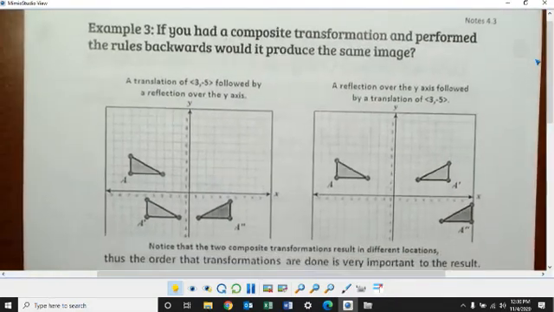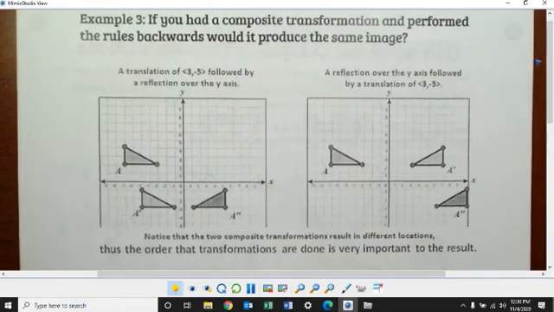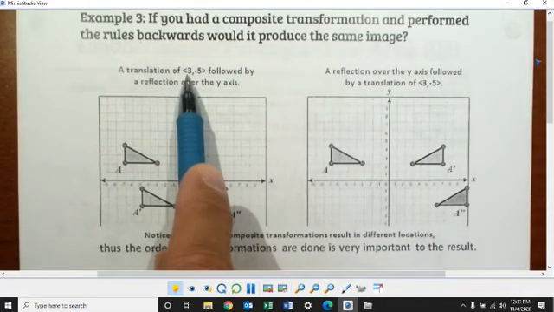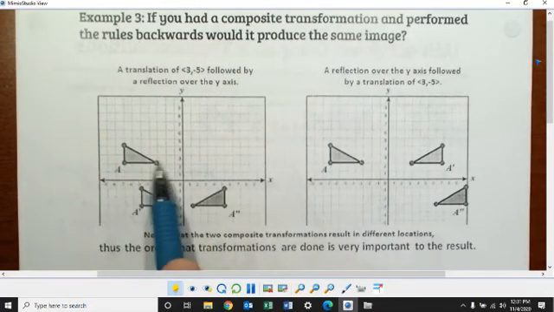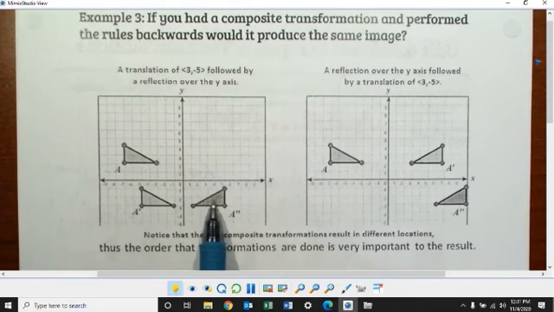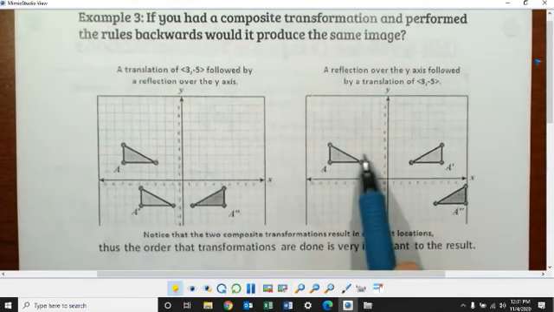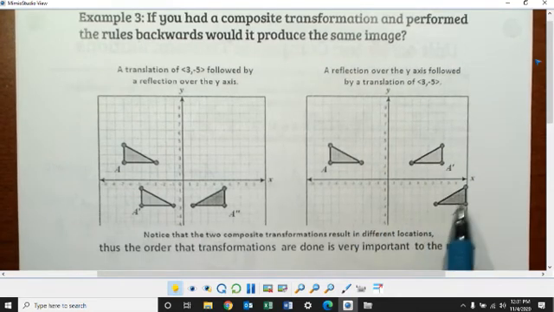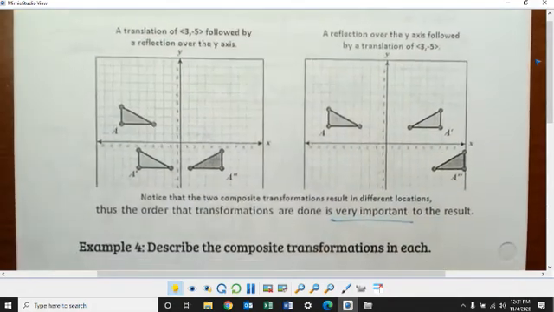Example 3. Check it out. The rules follow the order. So here this says, if I did right 3, down 5, followed by a reflection over the x-axis, I start here, I go right 3, down 5, and then I reflect. It gives me this shape right here. What if I did them in the opposite order? What if I first reflect over the y-axis and then do right 3, down 5? It's going to give me a different location for the shape. So the order is very important. The order matters. Okay?